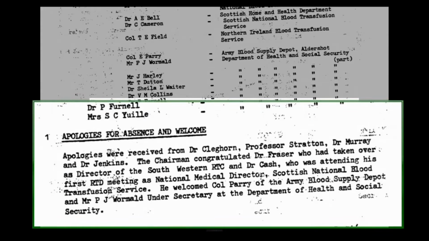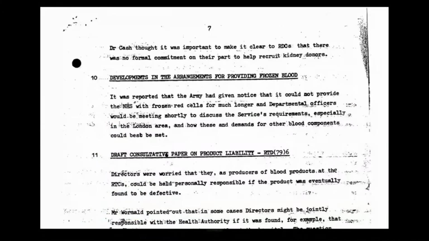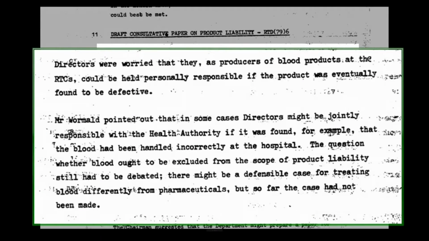And then if we go to page 7, there's a heading, Draft Consultative Paper on Product Liability. Directors were worried that they, as producers of blood products at the regional transfusion centres, could be held personally responsible if the product was eventually found to be defective. Mr. Wormold, that's a DHSS representative, pointed out that in some cases directors might be jointly responsible with the health authority if it was found, for example, that the blood had been handled incorrectly at the hospital. The question whether blood ought to be excluded from the scope of product liability still had to be debated.